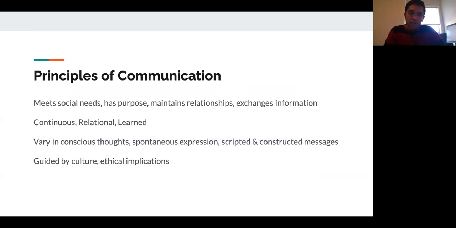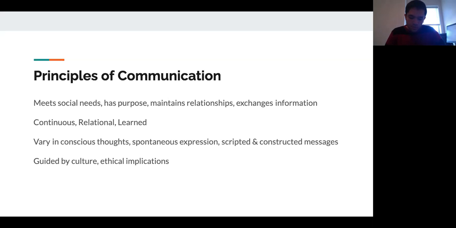Right? We understand that it has to meet a social need. It has purpose. We have to maintain relationships, and we have to exchange information. And that is so important, especially in a workplace, because things become misconstrued very, very easily. For a company that has like 10,000 employees, there has to be a hierarchical, logical system that allows different departments and parties to exist and coexist without a hiccup. And so to make sure of that, information exchange is very important.